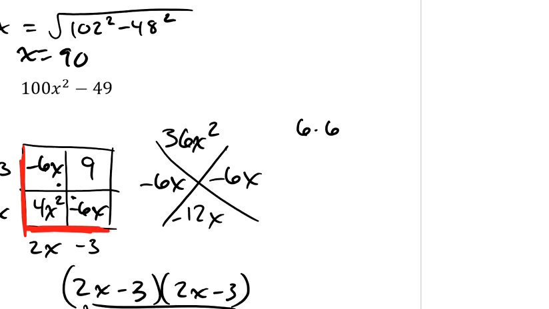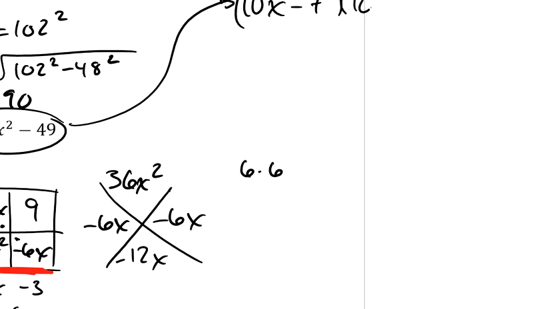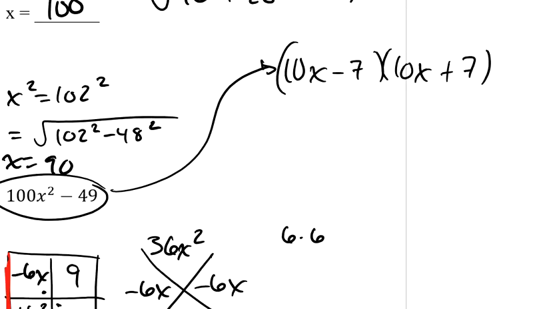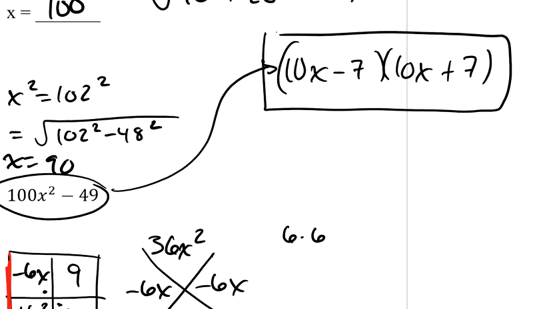This last one is the difference of two squares, and I recognize that immediately. So I know I can write this as 10x minus 7 times 10x plus 7. And perhaps you don't recognize that. If you don't recognize it, you could introduce 0 x's, minus 49. You could do that, and a generic area model and a diamond problem would work.